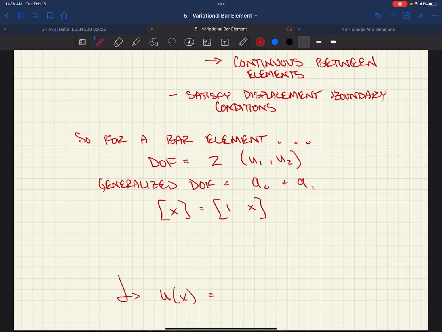We have this 1 and x. So now our u of x becomes a naught times 1 plus a1 times x. What we know from our experience here, this is really a linear interpolation function.